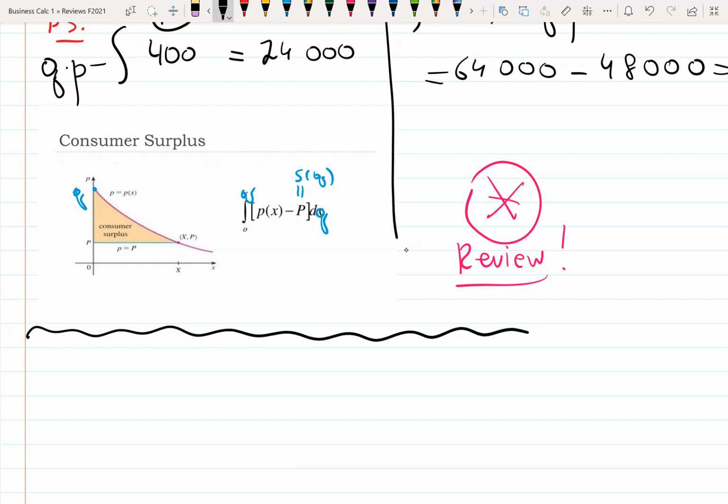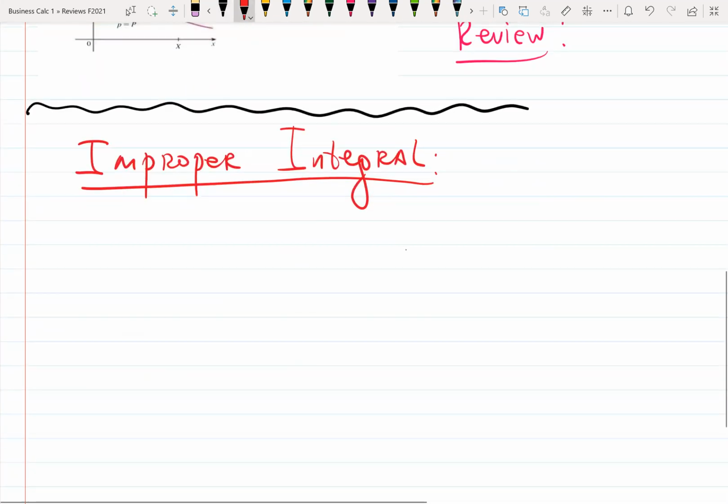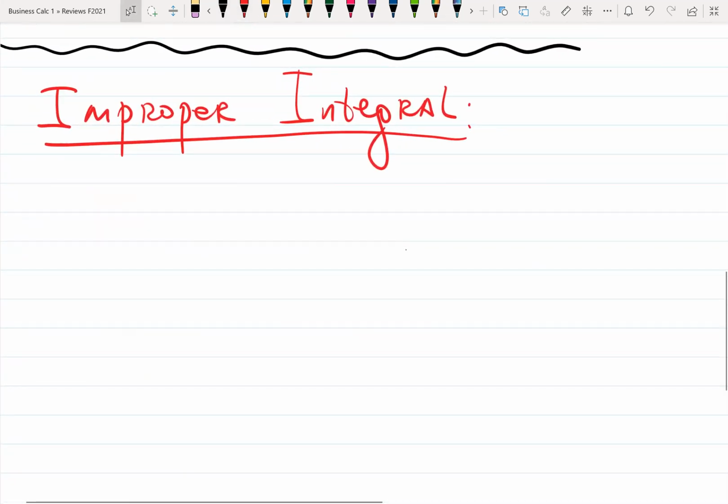Now, something which is not applicable were improper integrals. Let's do these. Improper integrals. Again, I made sure that all the questions in the test are coming from the review. So make sure you unlock the review really fast and work on it, or this review I'm giving you right now is also good, so it's fine.